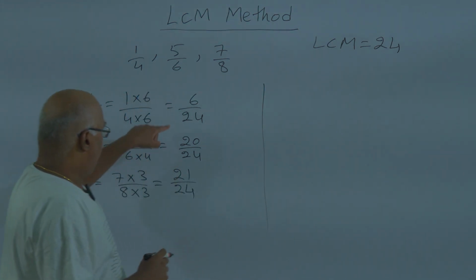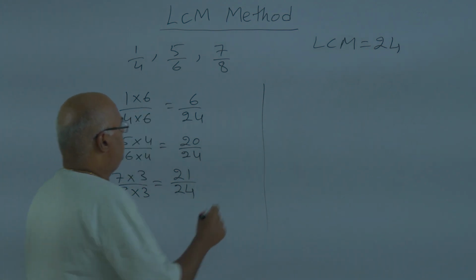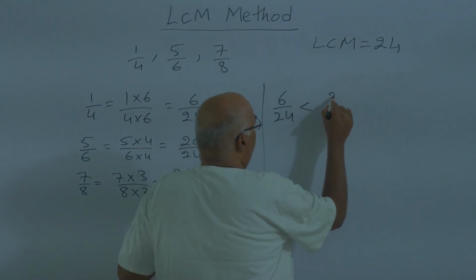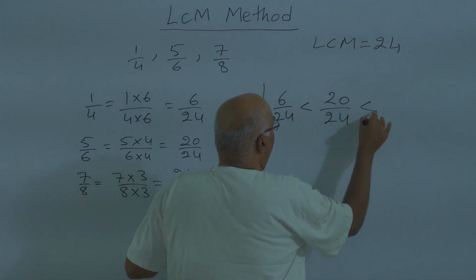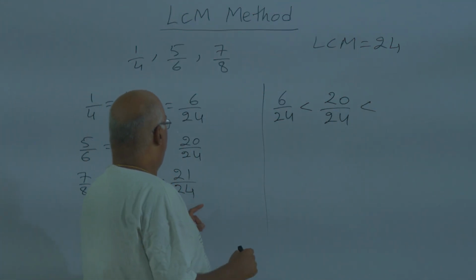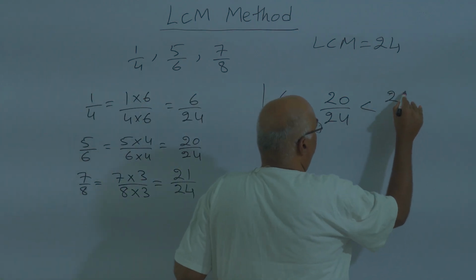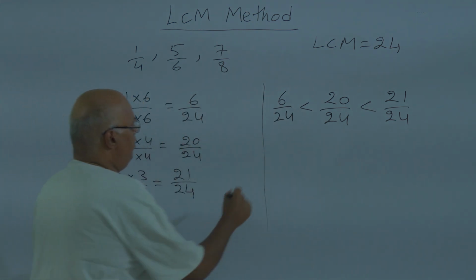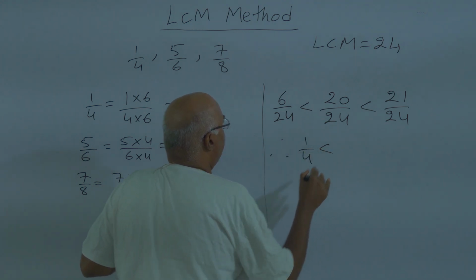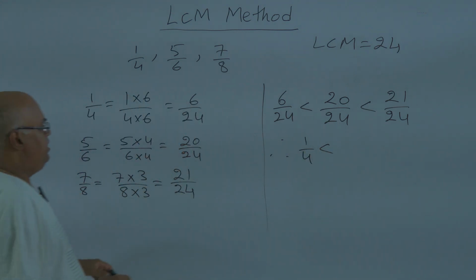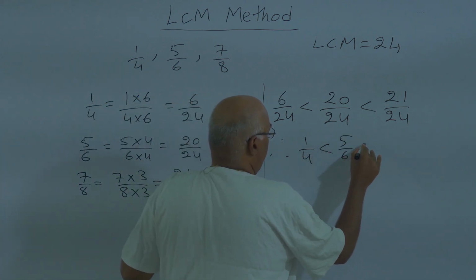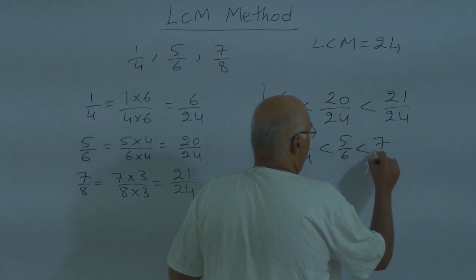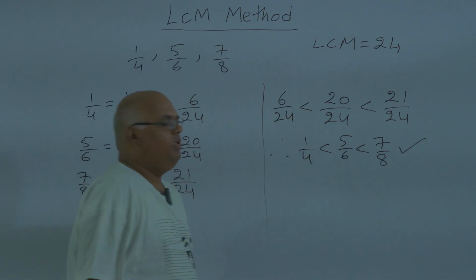First, if you see these numerators, the smallest numerator is 6. So 6 by 24 is less than 20 by 24, which is the next smallest, and that is less than 21 by 24, the biggest. 6 by 24 is the equivalent fraction of 1 by 4. Therefore 1 by 4 is less than 5 by 6, which is equivalent to 20 by 24, and 5 by 6 is less than 7 by 8, which is equivalent to 21 by 24. So this is the required answer.